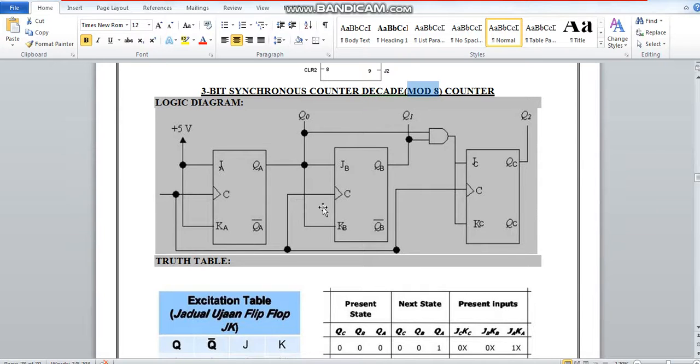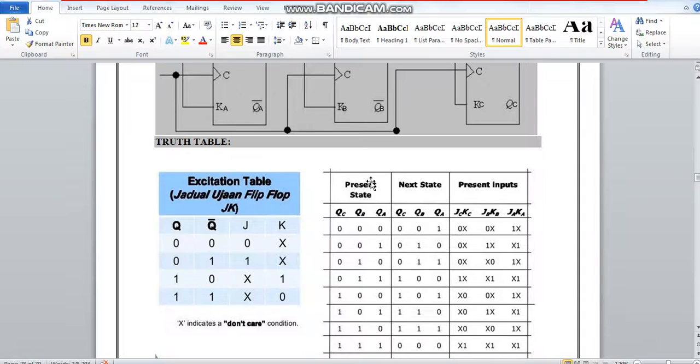That is how we will be implementing your synchronous counter. You have to write your present state, write your next state, and decide your inputs. After deciding your inputs, you have to draw the K map for each input. After drawing the K map for each input, you get to know the value of input to be fed for each J and K.